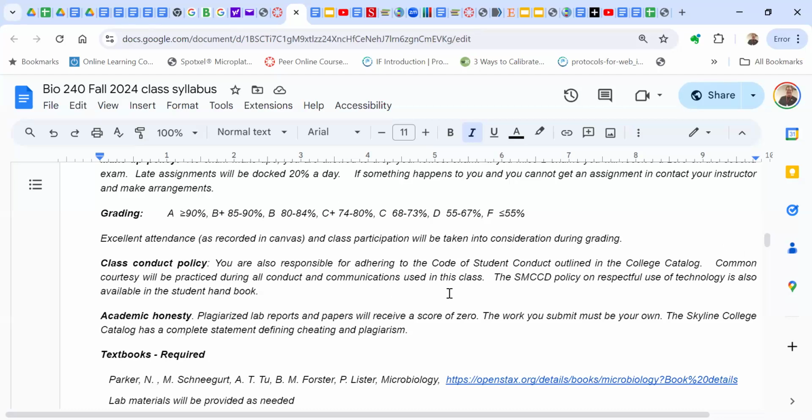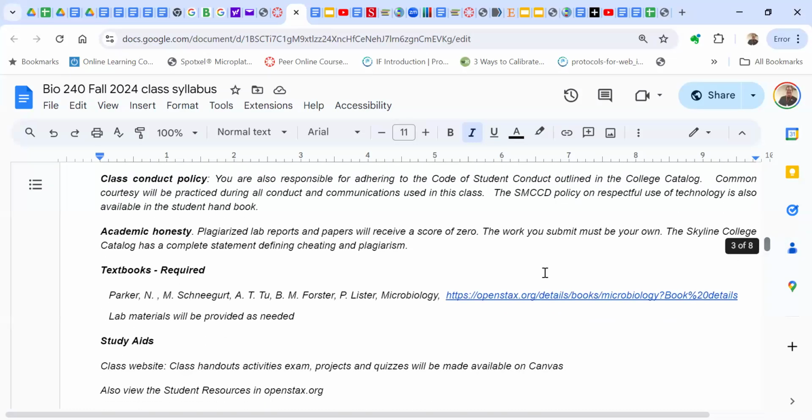I would like students and myself to adhere to the code of conduct that's outlined in the college catalog. And while I'm not putting a link here, I do think that you should be aware of that. Academic honesty is very important, and plagiarizing things without crediting the sources is not a good thing.